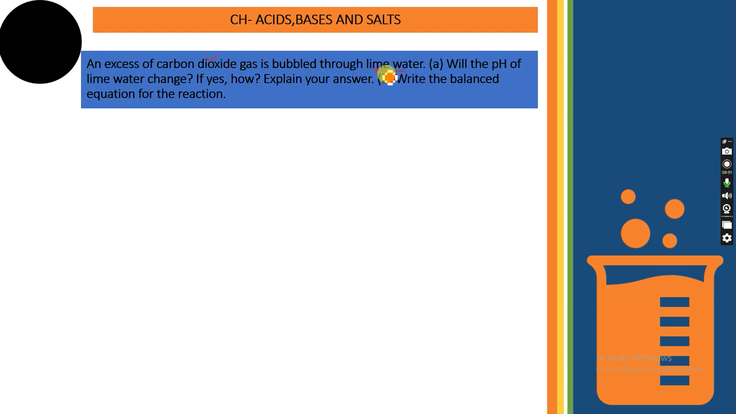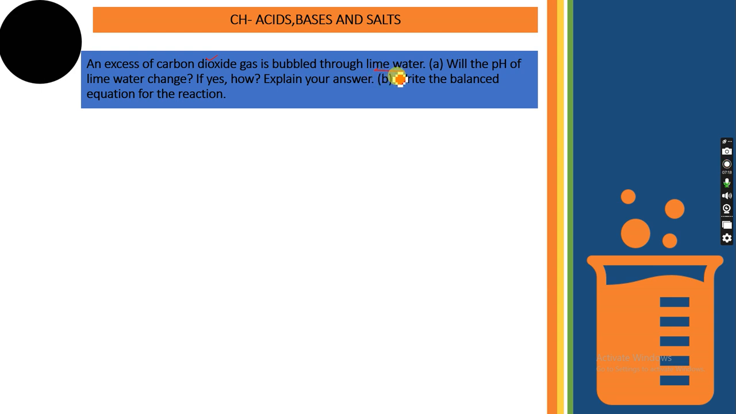Now lime water, if you know the formula, you will come to know it's a base. Okay, so in base you are putting carbon dioxide. So carbon dioxide is an acidic oxide. Okay, so it is acidic in nature. So what will happen when you mix an acid with a base? So what will happen? Neutralization reaction starts occurring. So acid will neutralize the base. Okay, so it will start neutralizing the base now, or the alkaline solution.